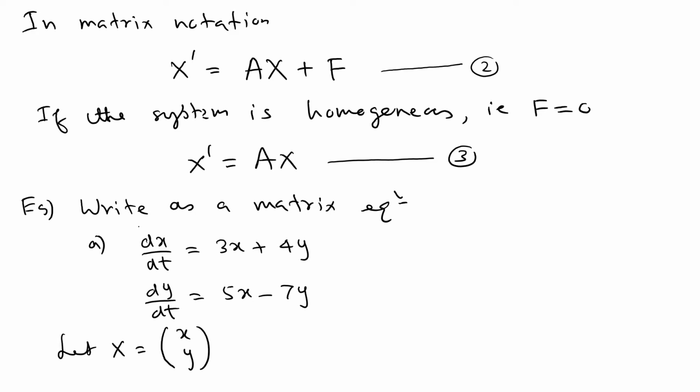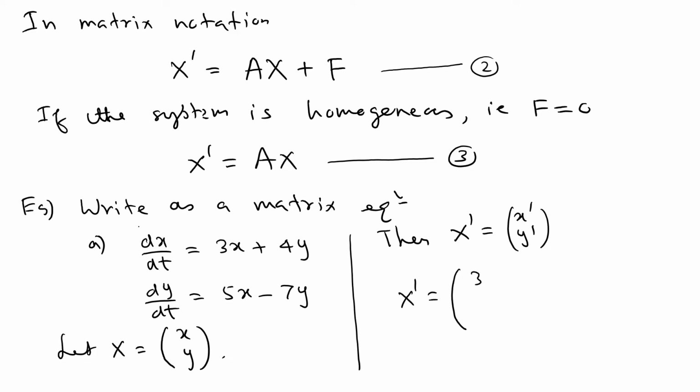Then x prime is simply the vector x prime, y prime. We put x prime, y prime as the components. Then we can write this whole system as x prime equals, just pick the coefficients, 3, 4, 5, negative 7, times x. So this is the matrix version of the system. Very easy. Let's look at a larger system. How about this one? B.